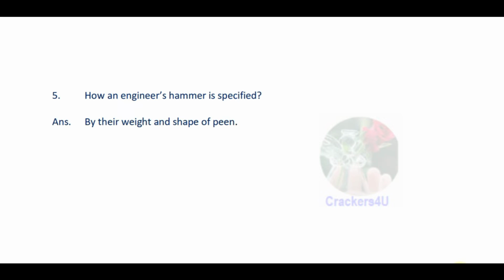How is an engineer's hammer specified? Answer, by their weight and shape of pin.